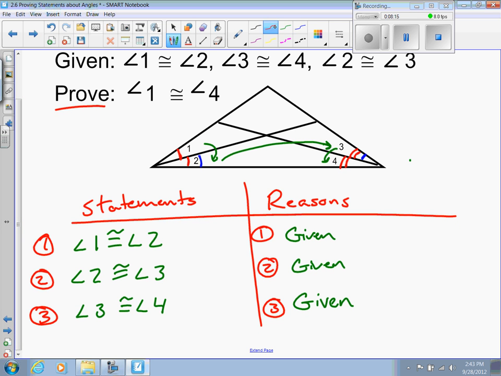So far my reasons have been pretty easy, but now I'm going to try to make the claim of what I'm trying to prove. Okay, so I want to claim that angle 1 is congruent to angle 4. Right, that's what we want to prove. That's how I'm going to end my proof, with that statement. And now I have to justify it. And why can I do that?